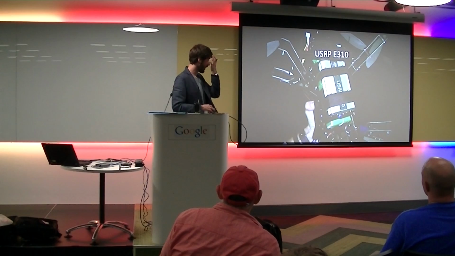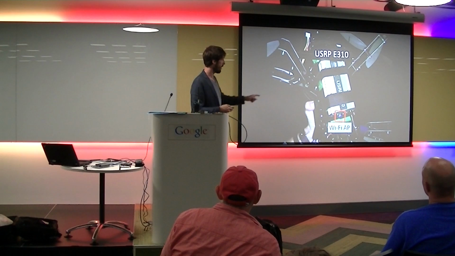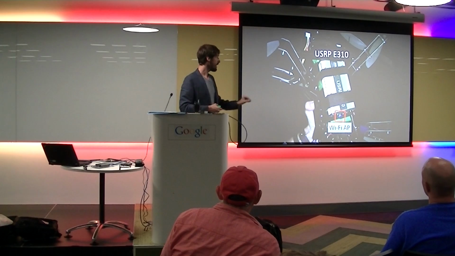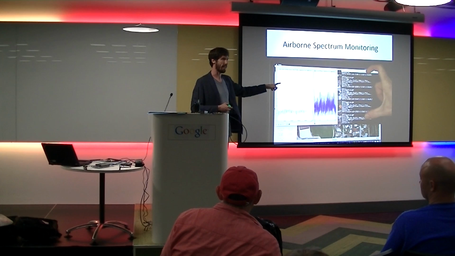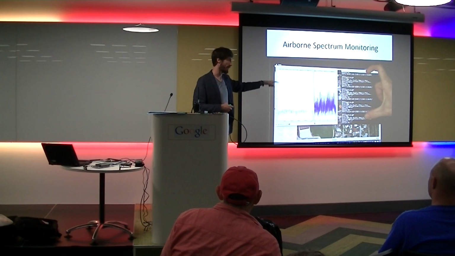So what I thought I'd do is put one of these E310s as the payload on the drone. Here you actually see there is a Wi-Fi USB dongle that I plug in there and turn this into an access point. So I can fly the thing as a flying access point and then connect my laptop to it via wireless. And then that spectrum monitoring code that I showed you, I'm actually running there on the E310, flying on the drone up in the air and sending the data back down to my laptop.